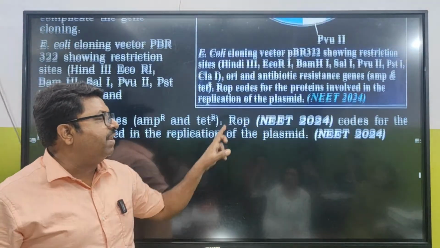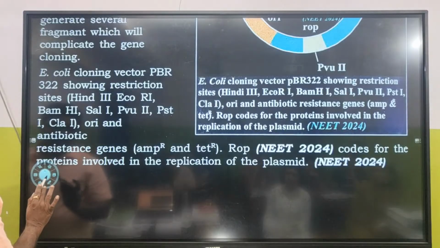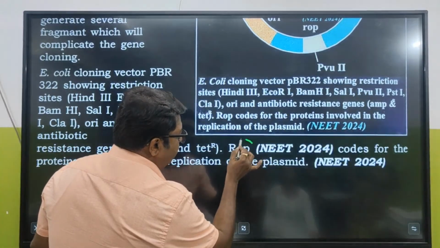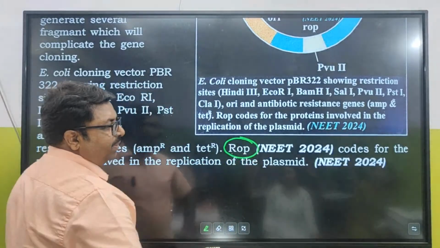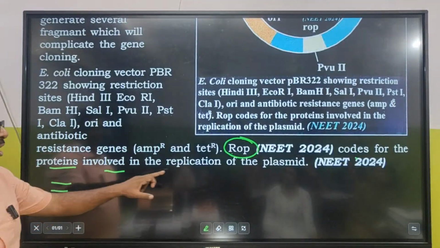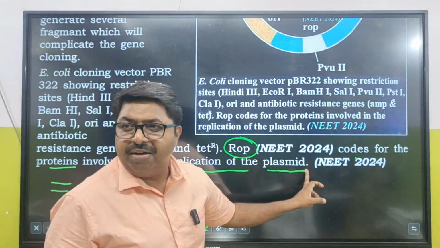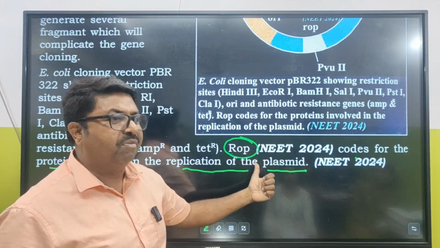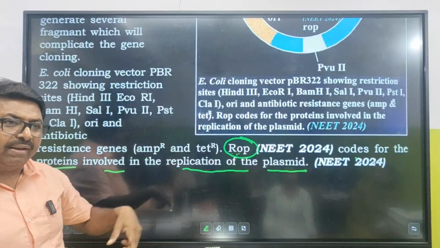ROP, very very important for your board exam. It's a very common question. What is ROP? It codes for proteins involved with the replication of the plasmid. So all the proteins which are needed for replication of this plasmid are encoded over here in the ROP site.